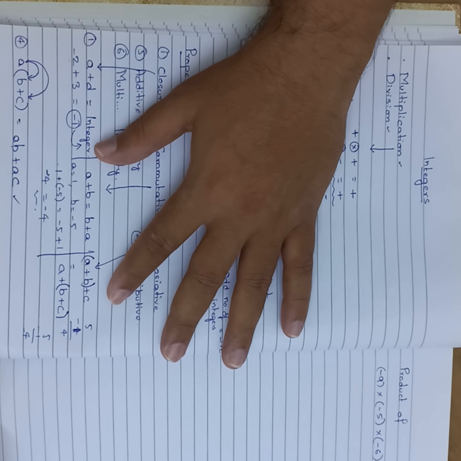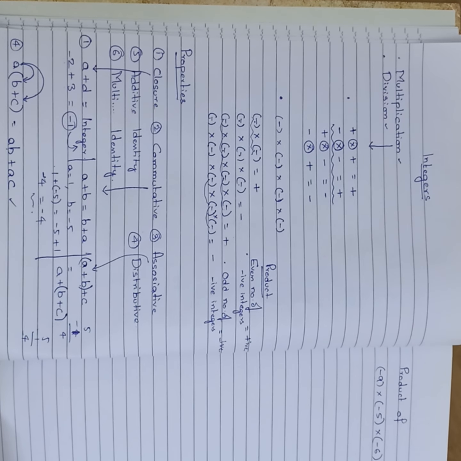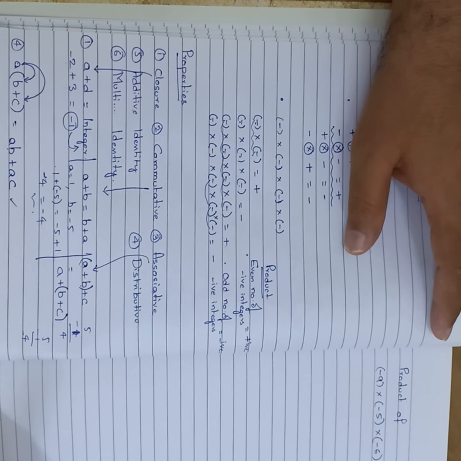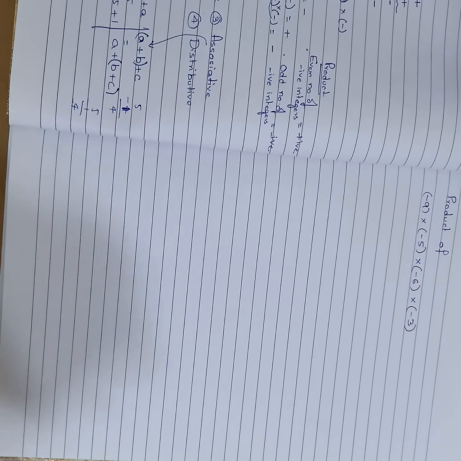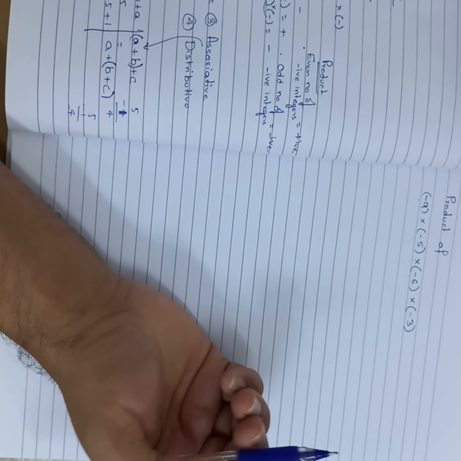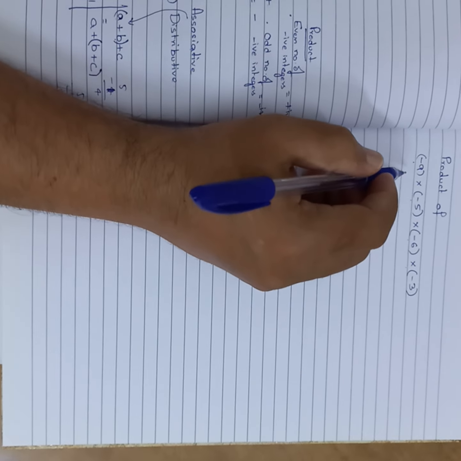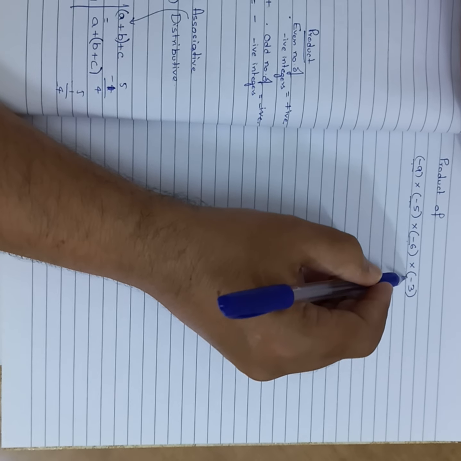Understood? In the same way, integers are distributive over subtraction. Okay, so these are the properties. And next, let us see the problems where you have, for example, a product of -9 times -5 times -6 times -3. Okay, so what did we study, my dear students? Here all four are negative integers.